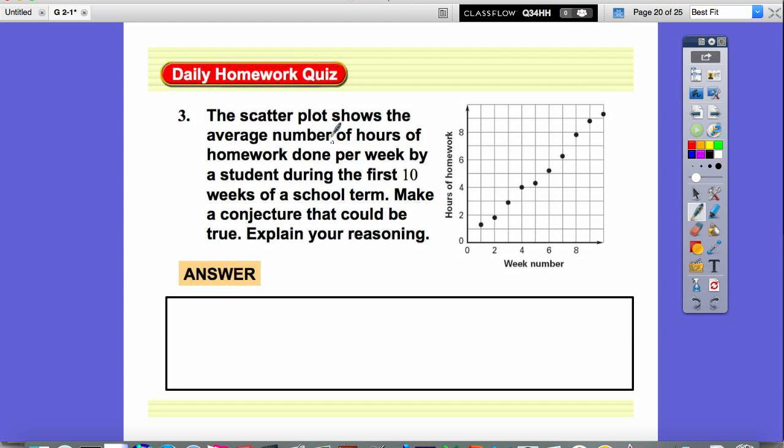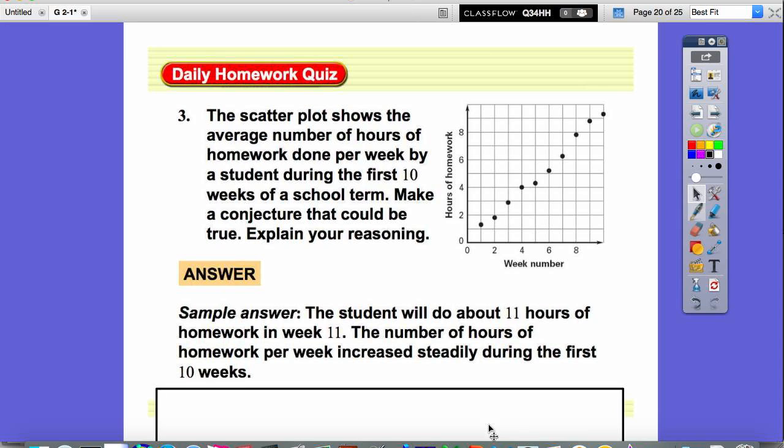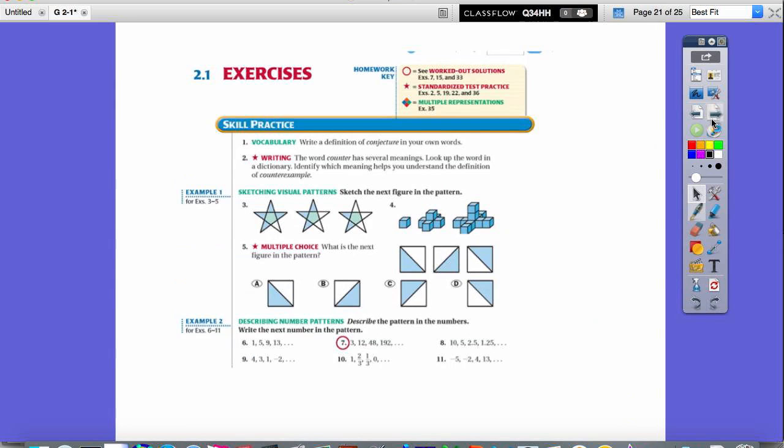The scatter plot shows the average number of hours of homework done per week by a student during the 10 weeks of a school year. Make a conjecture that could be true. So come up with something that could be true. I'm going to say that as weeks continue, his or her amount of homework is going to increase. So the student will do 11 hours of homework in week 11 because the number of hours of homework is steadily increasing. Now, obviously, we would hope in the real world that that would eventually taper off, but we are making an assumption based upon data at this point, not including just things that we've experienced.